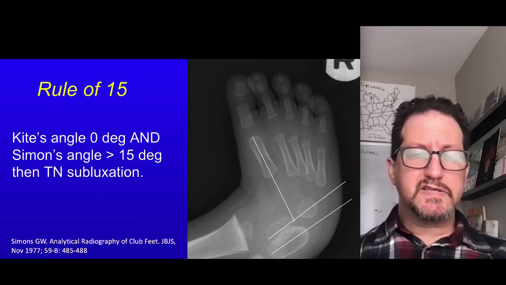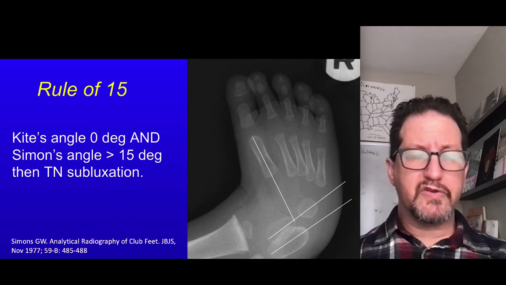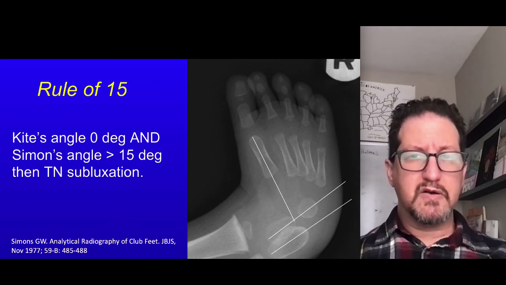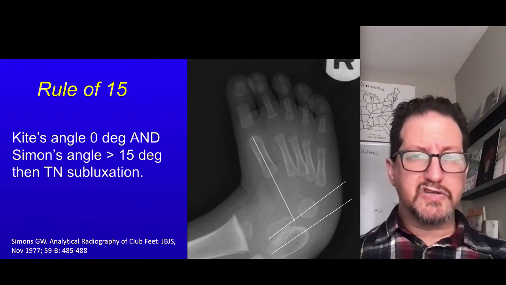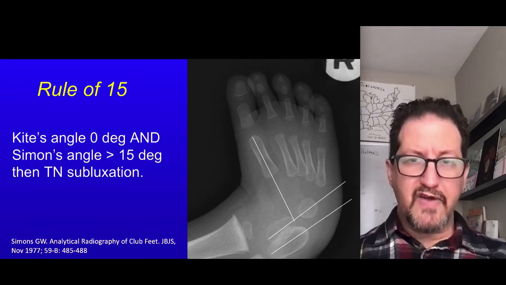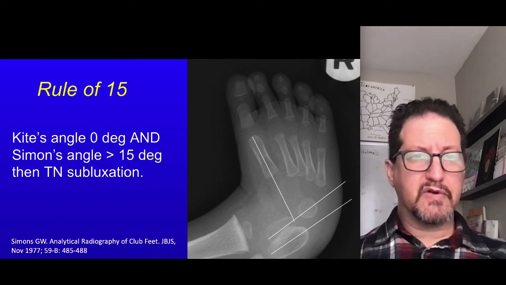So as you can see in this image, the Kite's angle, or the talocalcaneal angle, is 0, basically. And Simmons angle is really large. That's much greater than 15 degrees. In fact, that's more like 85 degrees.